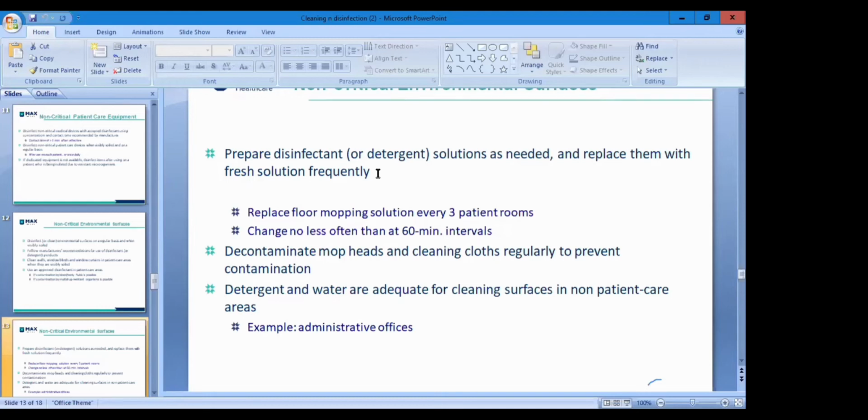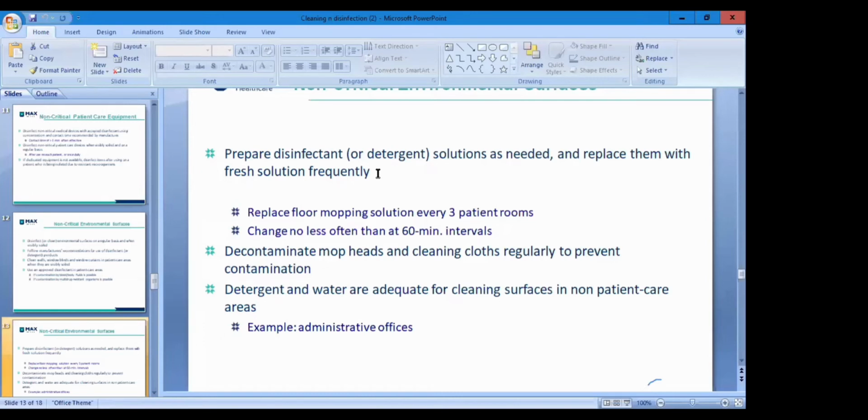The protocol also says that the mopping solution should be changed after every 3 patient rooms, because the bacterial load becomes so high in the same mopping solution that the disinfectant will stop working. So replace the floor mopping solution every 3 patient areas, and in any case after an hour, make a new solution. Either after 3 patient areas or when 60 minutes have elapsed, we change or freshly prepare our disinfectant.